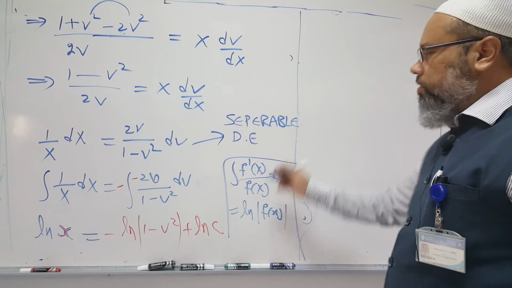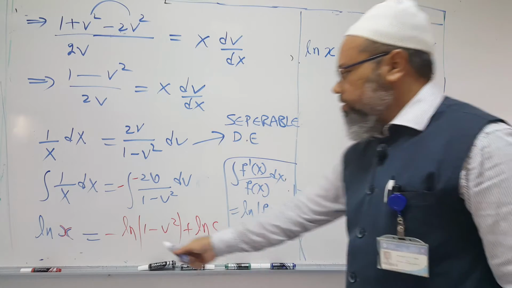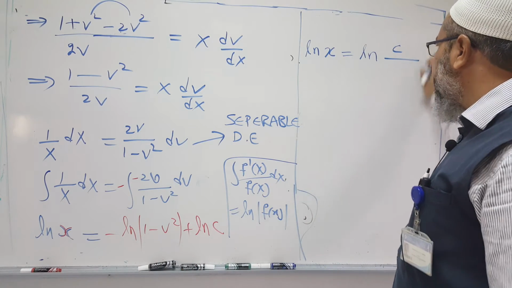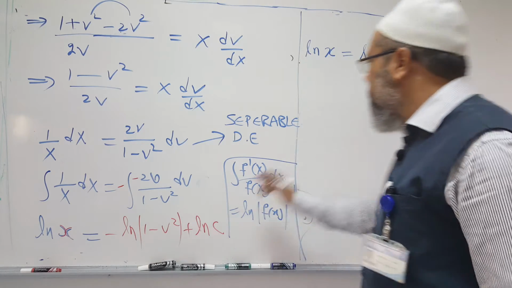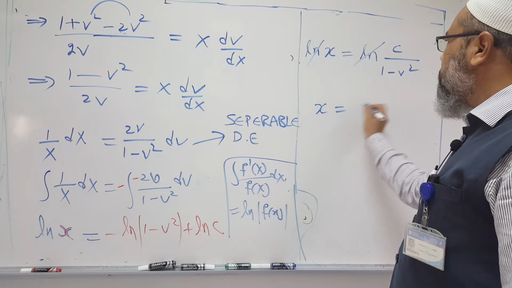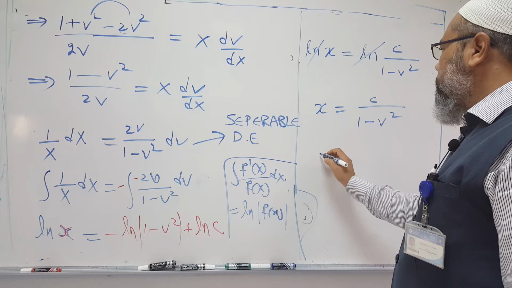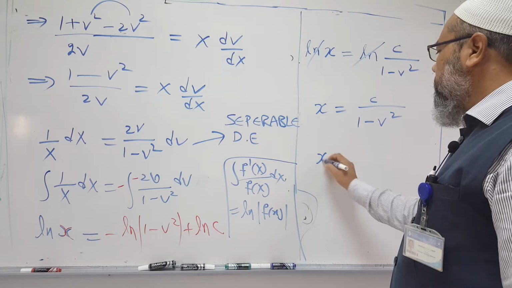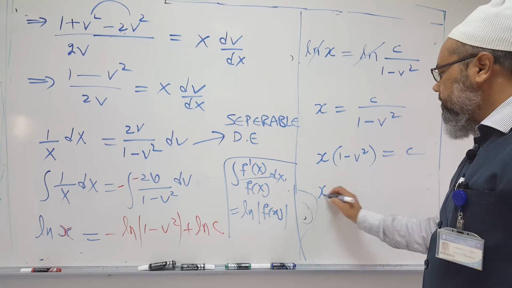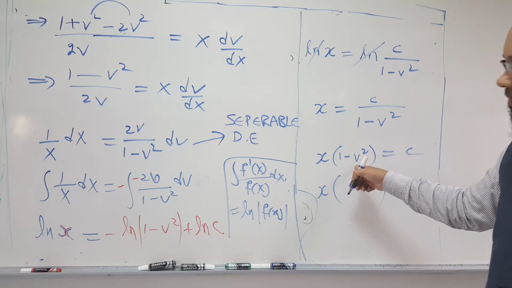So now the logarithmic formula for ln x: this is minus and this is plus. We know ln c divide, because this is minus. We can remove ln: x equals c over 1 minus v square. So x into 1 minus v square equals c x. But what is this v? It is not given in the equation.